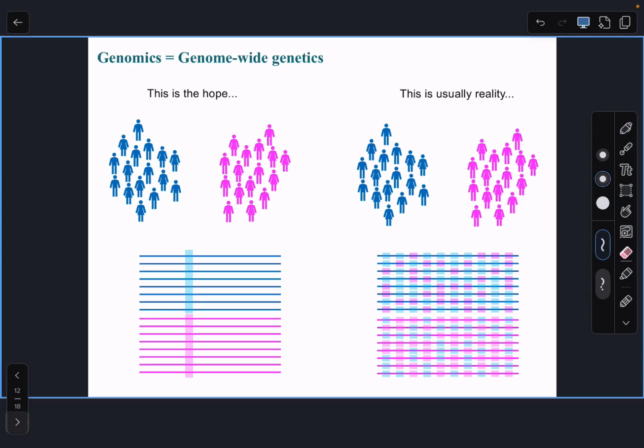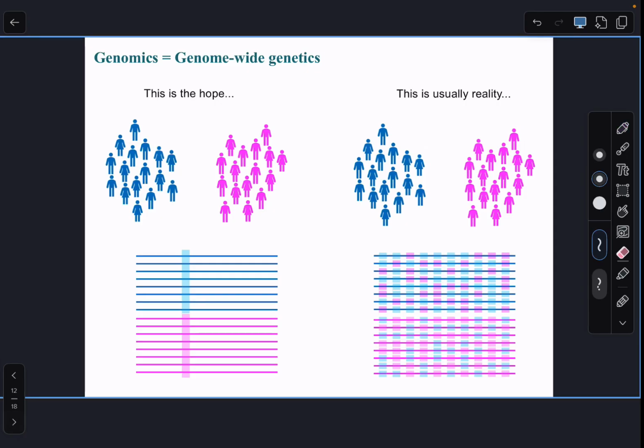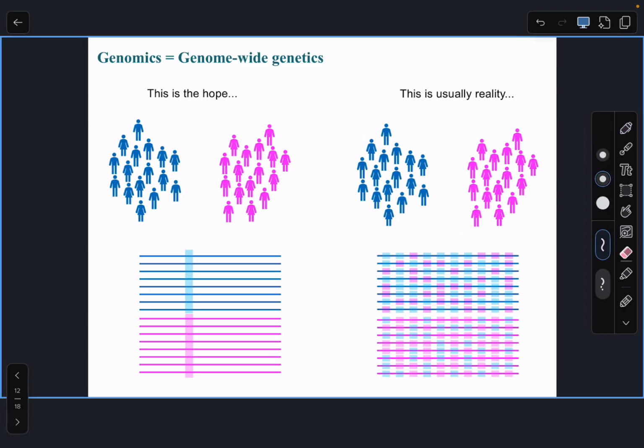Not only are there going to be many locations at which there are differences across individuals, but also the degree of overlap between one genetic variant or the other, and the biological phenomenon is not 100%. Yeah? Did that make sense?